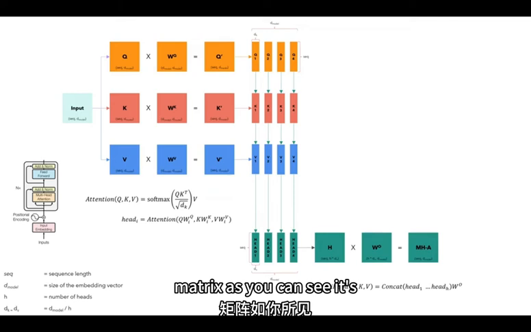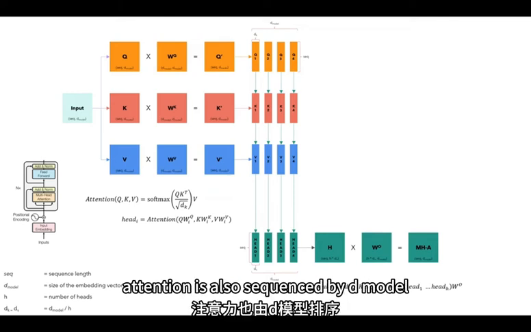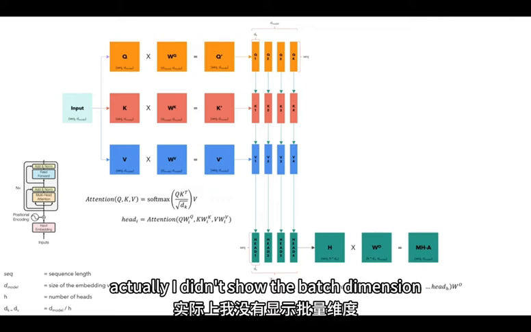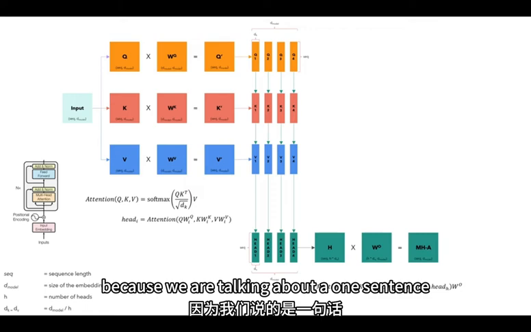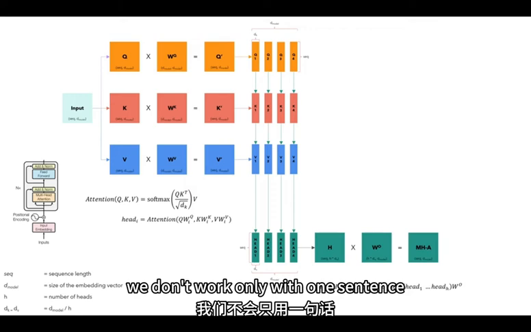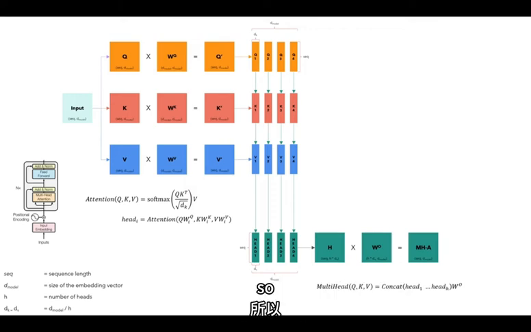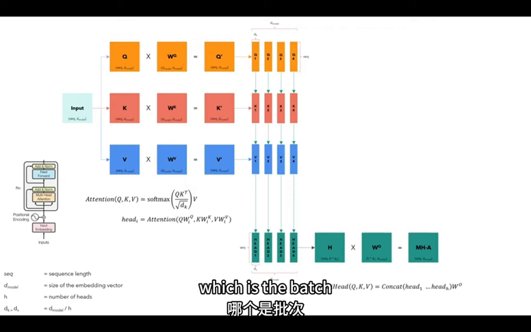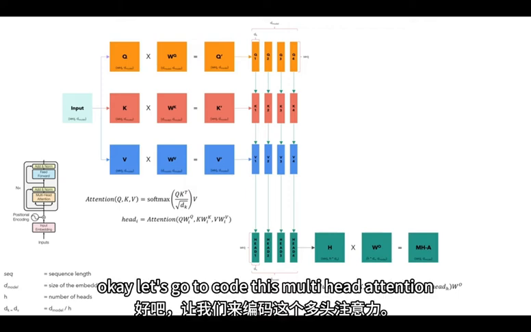As you can see, the output of the multi-head attention is also sequence by D model. In this slide, I didn't show the batch dimension because we are talking about one sentence. But when we code the transformer, we don't work with only one sentence, but with multiple sentences. So we need to think that we have another dimension here, which is the batch.